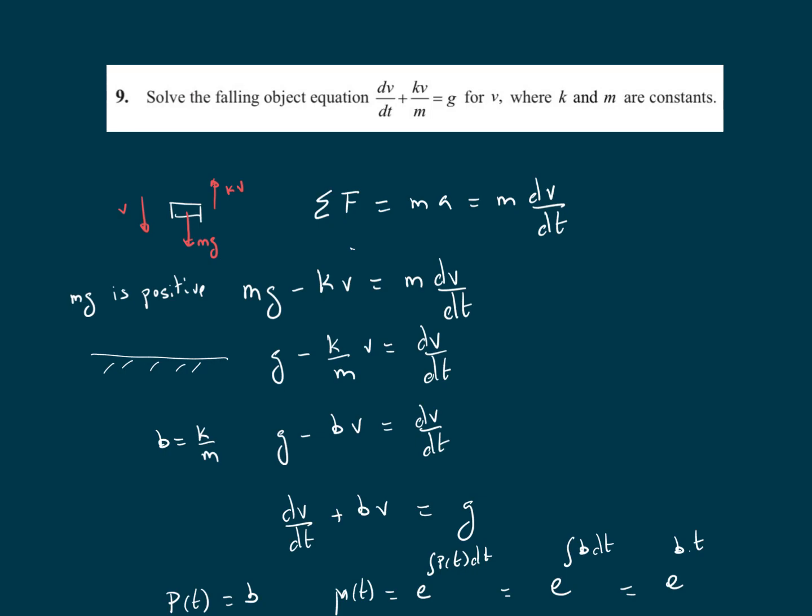Is it a linear differential equation? Yes. Put it in standard form: dv/dt plus bv equals g. So the p of t is b, a constant. So I need to solve this differential equation. How will we solve it? Well, we know how to solve linear differential equations.